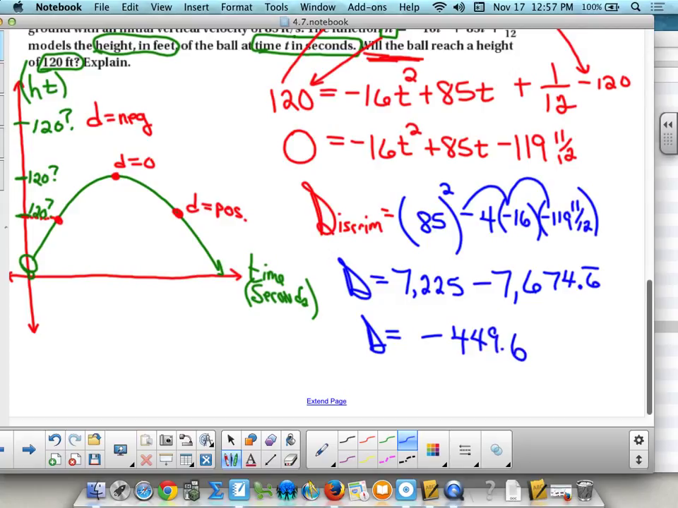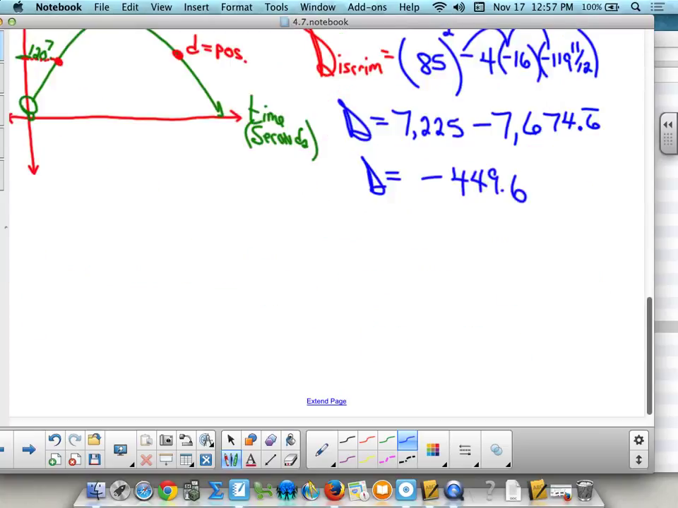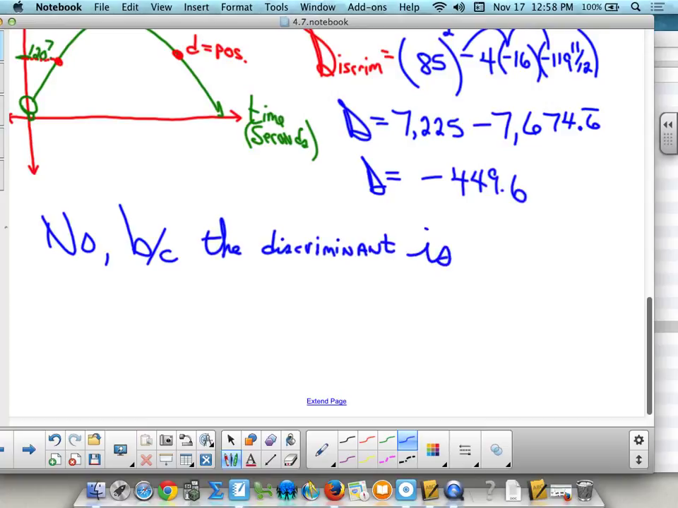Discriminant's negative. What's it telling you? Where's the 120? Way up here in the air, yes or no? No! And then you want to say because. Because why? The discriminant. What are you going to say? It's negative. There you go. The discriminant is negative.